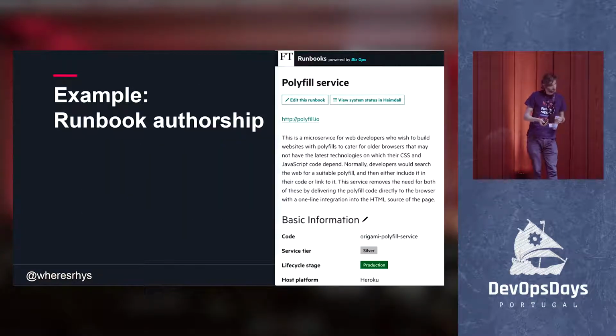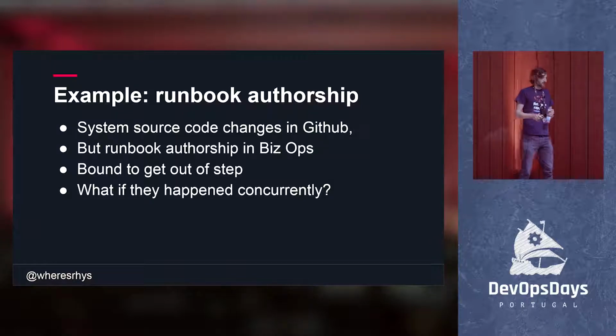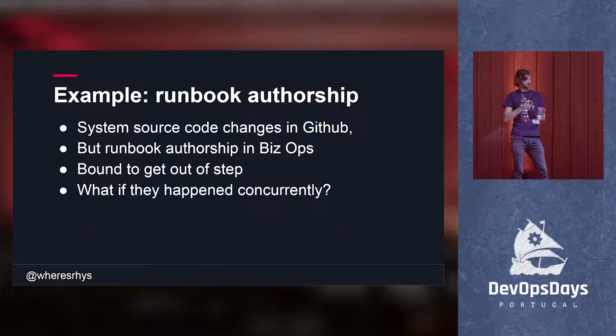So here is an example. The data we put into this system, one view of it is runbooks, which is what our operations team use out of hours to support our systems. A problem we had was people editing their system code in GitHub, but authoring the runbook was something I did via some admin screens or via an API. Things will get out of step because there's two completely separate processes there.